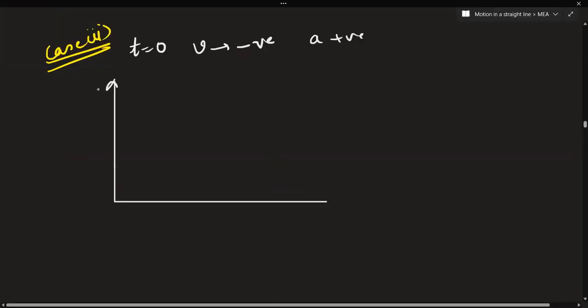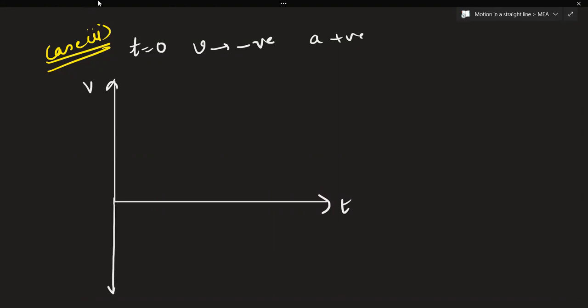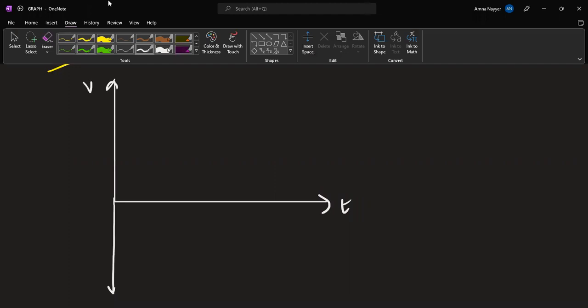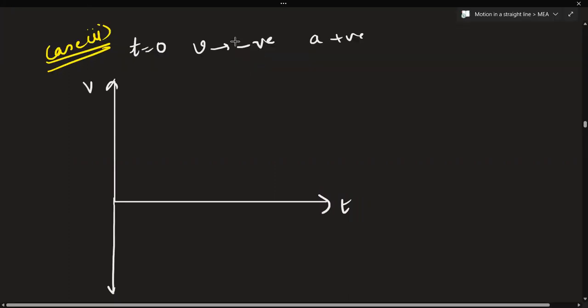This is V versus T. We have to extend it because this will lie in the negative axis. See, how will we plot it? Velocity is negative, so definitely it will be here somewhere. If I draw it like this it will be a negative slope. Acceleration is positive, so this becomes a positive slope. Here, how to plot the graphs? If any case is given to you, will you be able to do it now?